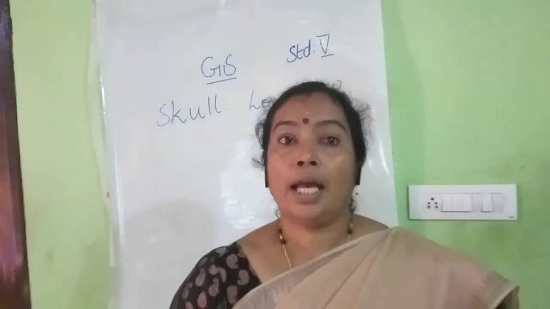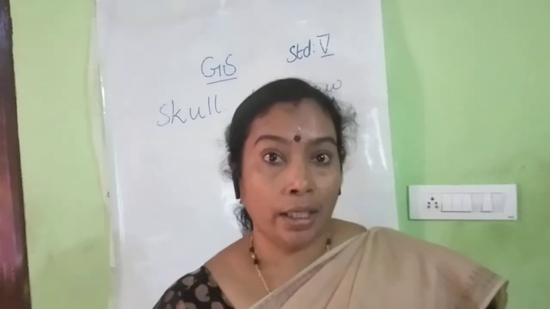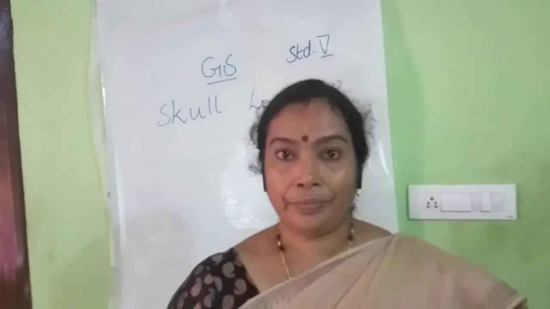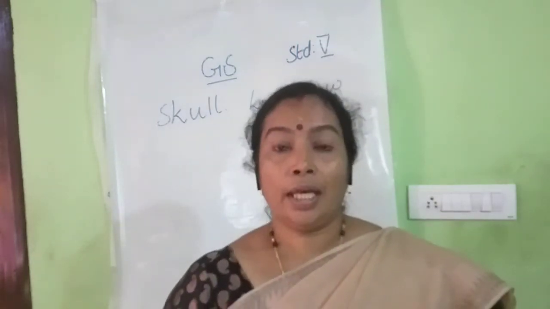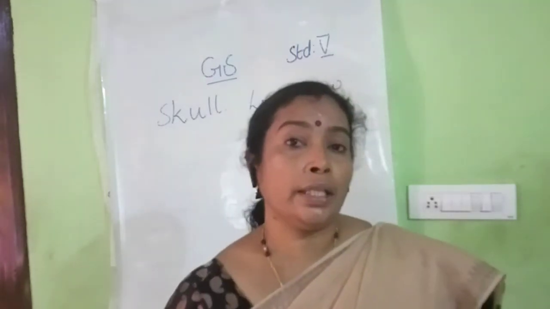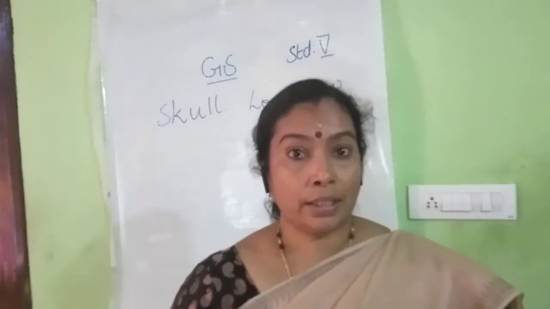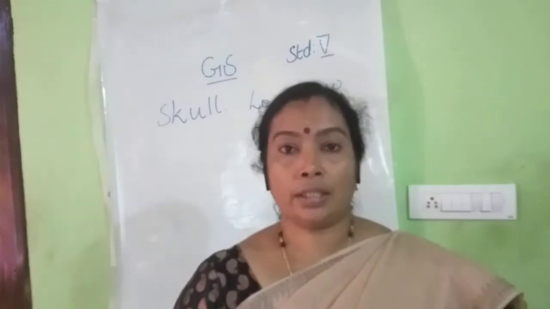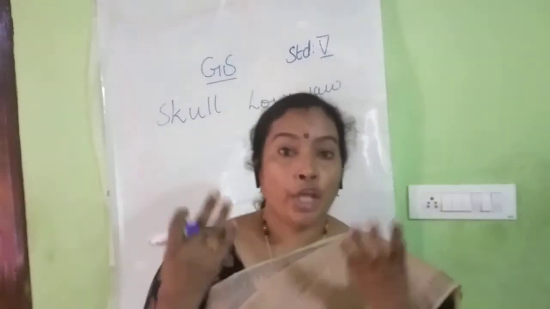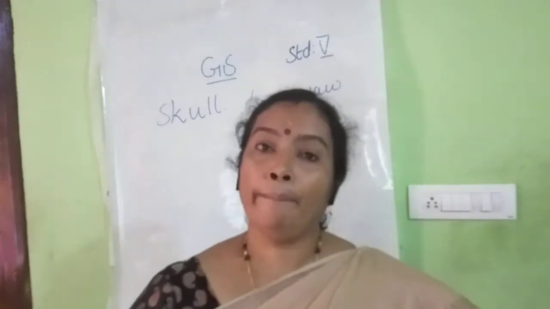Not only that, it protects a very important internal organ called the brain. Our brain lies inside the skull. It is a very important internal organ. It controls the whole body and also maintains the memory. What we have experienced till now, we are remembering that, isn't it? The brain helps with that. So the skull gives the shape of the head and also the face, and also protects the internal organ, the brain.